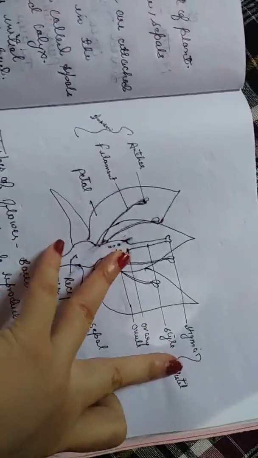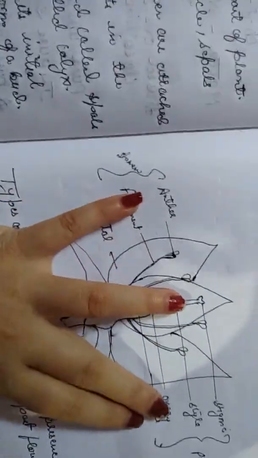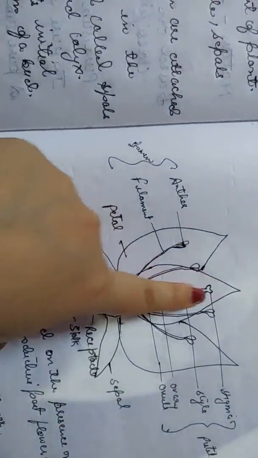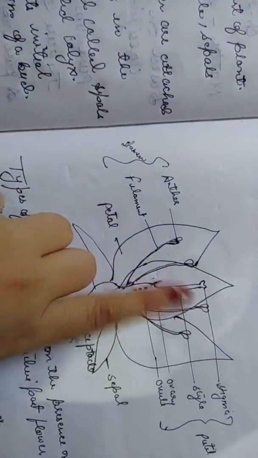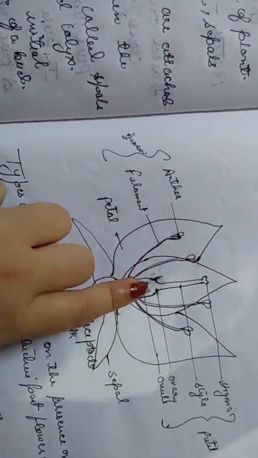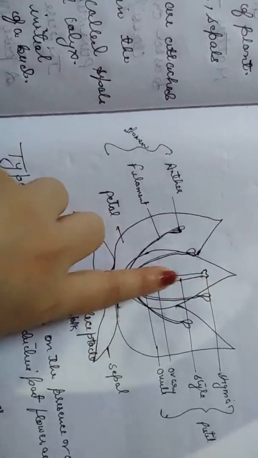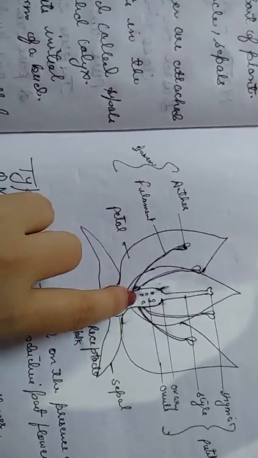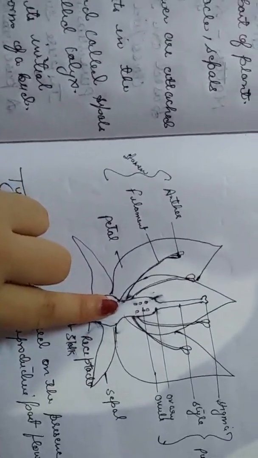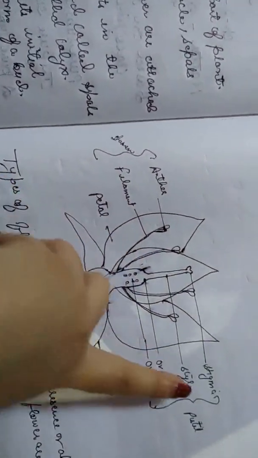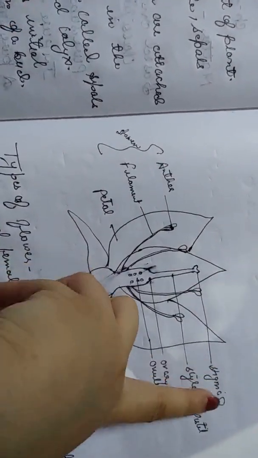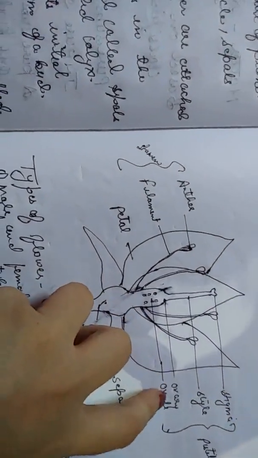Now the next one is carpel, or we used to call it pistil also. In the center of a flower, there is a flask-shaped organ called carpel, and it is a female reproductive part of a flower. A carpel is made up of three parts, that is stigma, style and ovary.